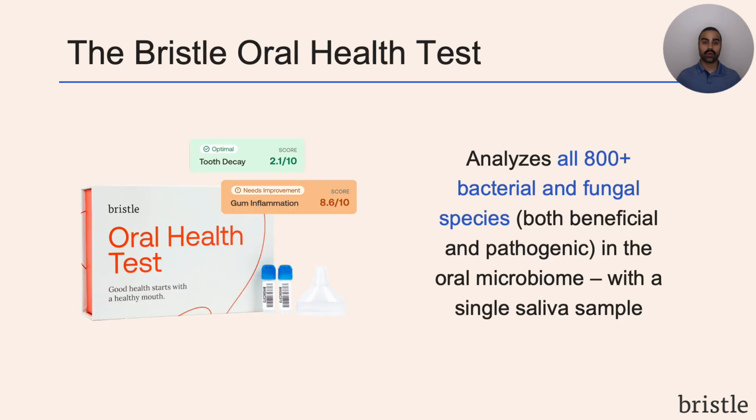Now, if you haven't yet watched the testing overview video, I'd recommend checking that one out first. But just to give a quick refresher here, at Bristle, we analyze the full microbiome with just a single saliva sample. So that means we're looking at all 800 plus species of bacteria and fungi that can be found in the mouth. So not just the pathogens, but also the beneficial species that support oral health. If a species is in the mouth, our test will pick it up.